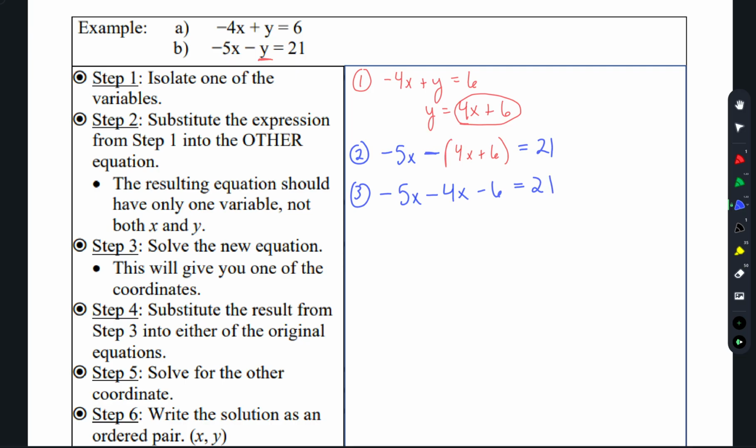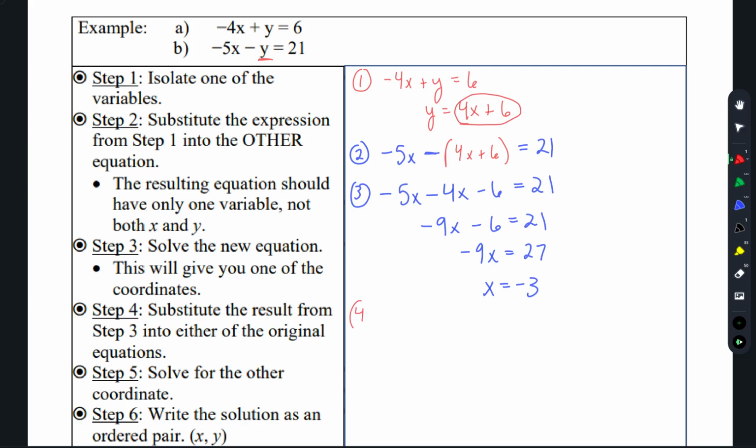Then you're going to combine like terms, right? So what is that? Negative 9. Okay, and then negative 9x equals 27. So then we get x equals -3.